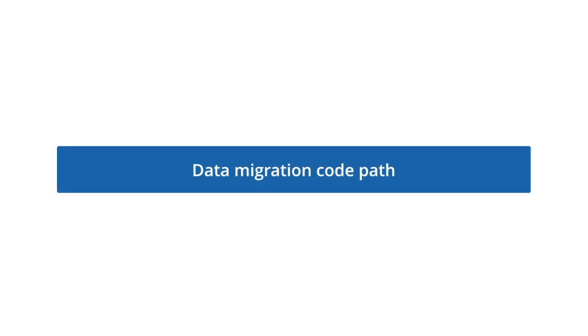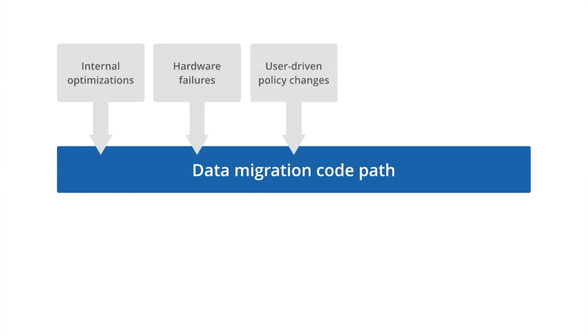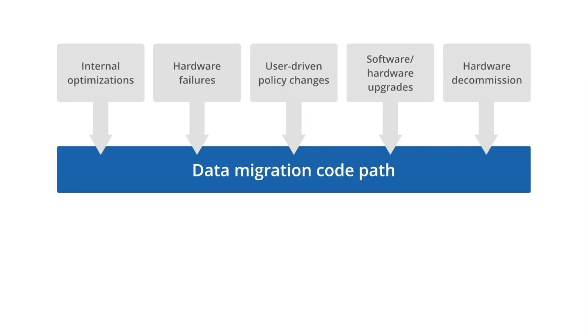So to broaden it out even further, the real elegance of our design is that the code path we use to migrate data around, as I've been showing you, is the same no matter what the event is that triggered the migration. Any number of internal optimizations like load balancing might cause data to move around, and that can happen very regularly. But other unexpected events such as hardware failures or user-driven changes to policies can also prompt migration. And the same goes for upgrades to new software or hardware, decommissioning of old hardware, etc.